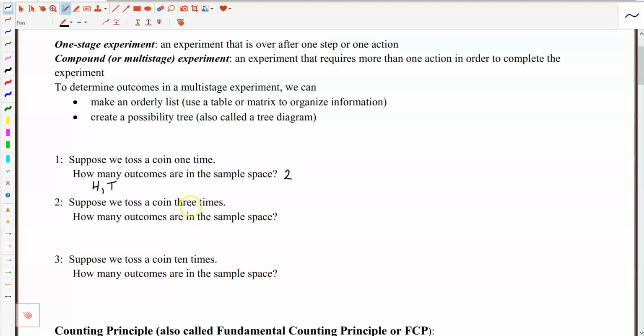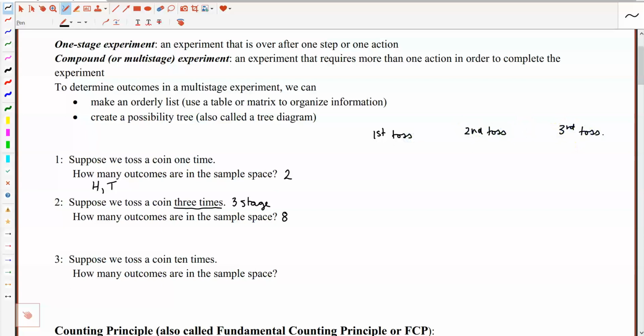Suppose we toss a coin 3 times. How many outcomes are in that sample space? Well, we're going to find that there are 8. So why 8? Here's where we're going to start building a tree diagram. Because you're tossing a coin 3 times, this can be thought of as a 3-stage experiment. The first stage is what you can get on the first toss. The second stage is what you would get on the second toss. And the third stage is what you would get on the third toss.